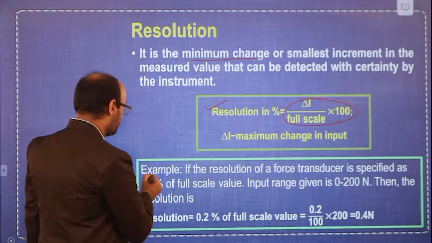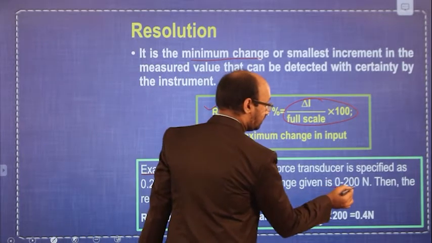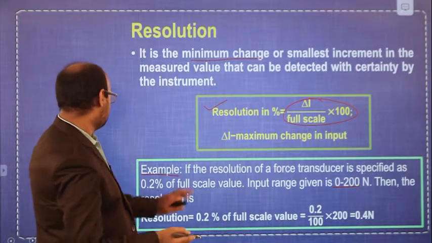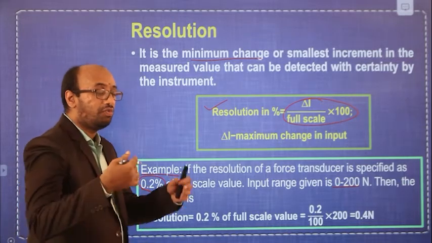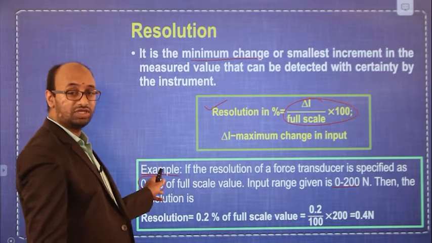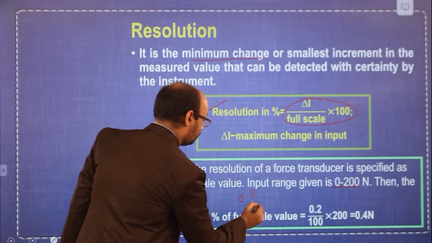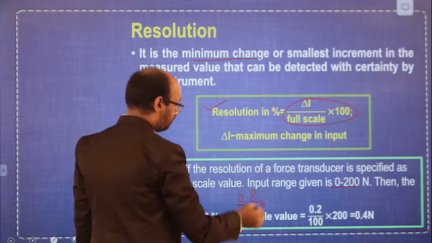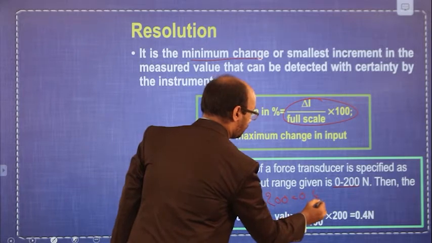Let us understand this with an example. So we have a force transducer whose full scale range is given as 0 to 200 Newton, and the resolution is specified as 0.2%. Let us see for how much change in the input there will be change in the output. So resolution is given as 0.2%. So it means 0.2 by 100 into full scale, according to this resolution formula, so it is equal to 0.4 Newton.